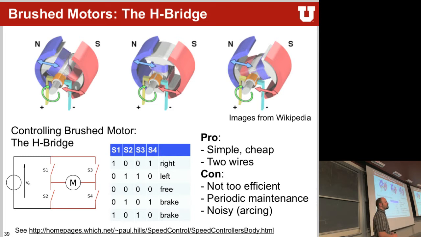The problem with them is that they're extremely noisy. If you use brushed motors in your embedded systems, you have to really be careful and filter the signals. Otherwise the noise generated by the arcing that can happen will feed back into your power supply and your microcontroller, and that can be very problematic. So you have to have a decent amount of filtering for them.